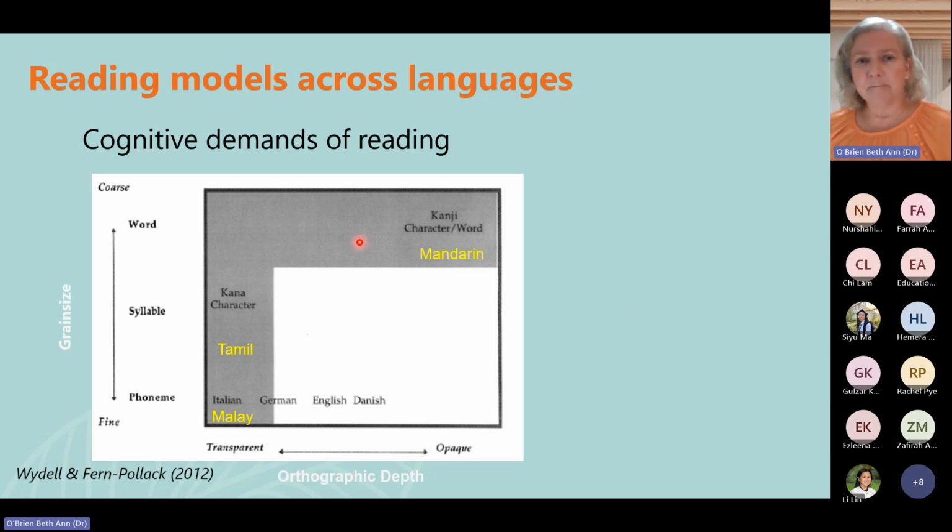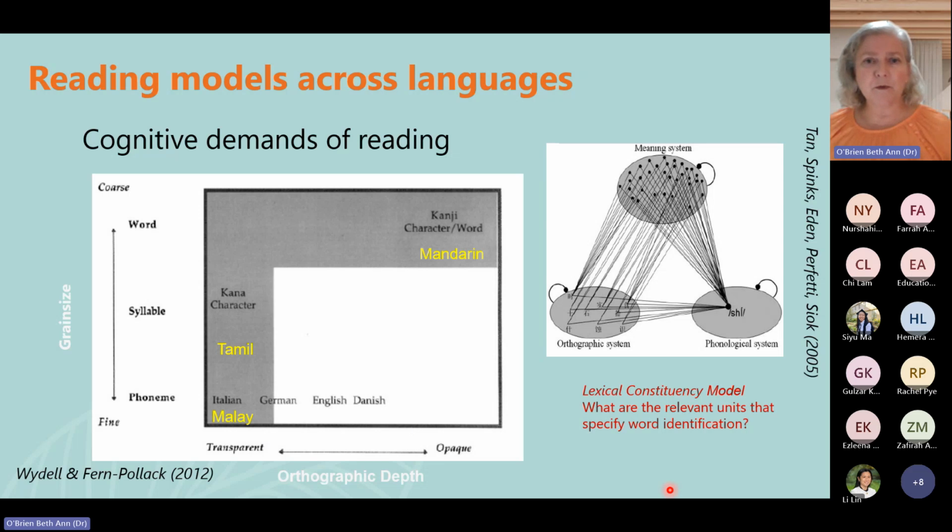And then we have Chinese, in particular Mandarin Chinese, which is another one of the languages that we're studying in terms of reading development and spelling. And this can be primarily processed at the syllable or word level rather than at the phoneme level. So when we think about this, going back to the lexical constituency model, Perfetti's group suggested that readers will be attracted to or have an affinity towards the relevant units that specify word identification best.